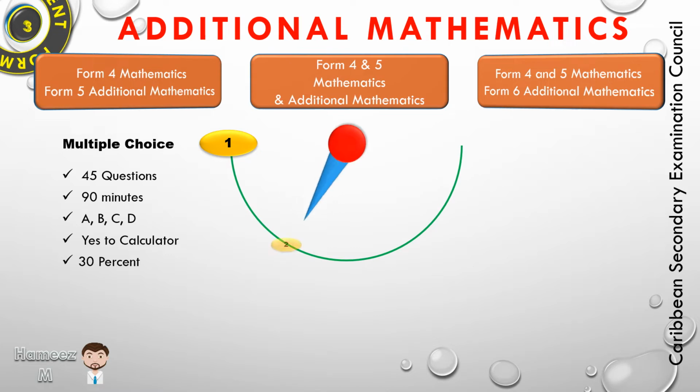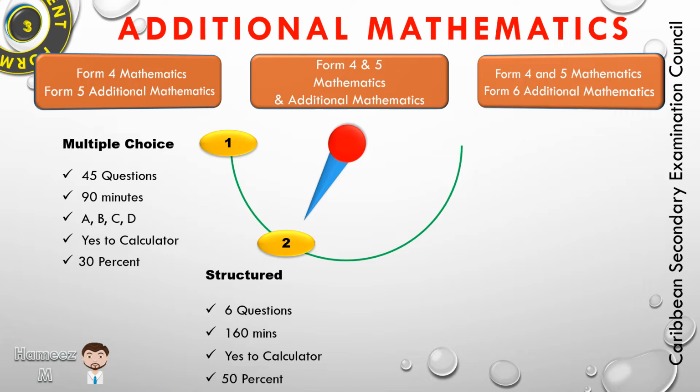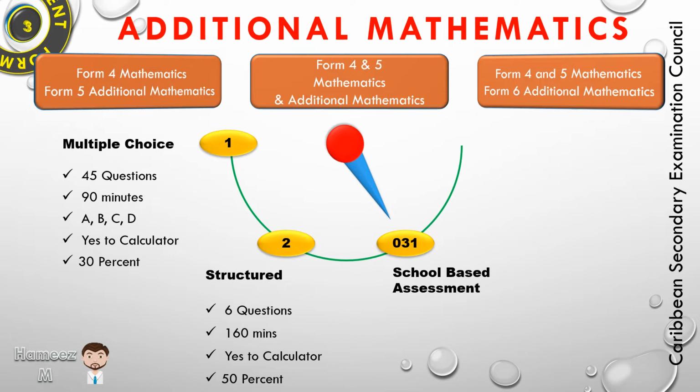And now we can look at Paper 2, the structured paper, which has 6 questions according to the new syllabus from 2021, which is 2 hours and 40 minutes long. And of course, you can use a scientific calculator, and that is worth half or 50% of one's overall grades. Then, if you're in a school, you write paper 031, which is a school-based assessment.